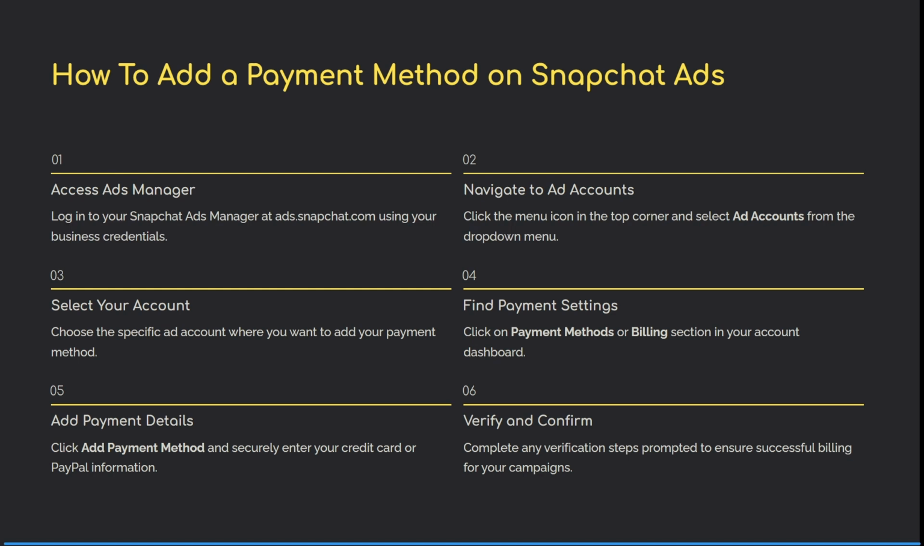Make sure that your PayPal account is verified with a card or a bank of some sort so that it will be accepted. And then complete any verification steps that you're prompted with to ensure successful billing for all of your campaigns. And then you can start advertising on Snapchat.